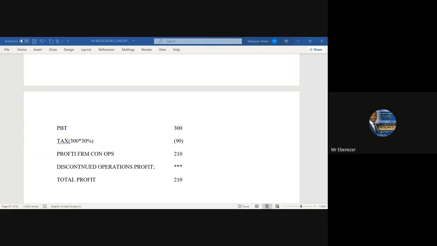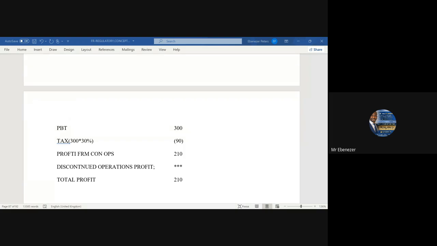But I'm just showing you in case they bring the calculation, because I've not seen it tested in any question before now, but they can bring it up. This is just how to do it. They may go ahead to say that your continuing operation profit after tax is 100,000. They will now tell you that the sale of the discontinued operation is, let's say, 500,000. The expenses is 2,000. You remove the 2,000 from the sales, and then you have what we call the profit from the discontinued operation. You understand?